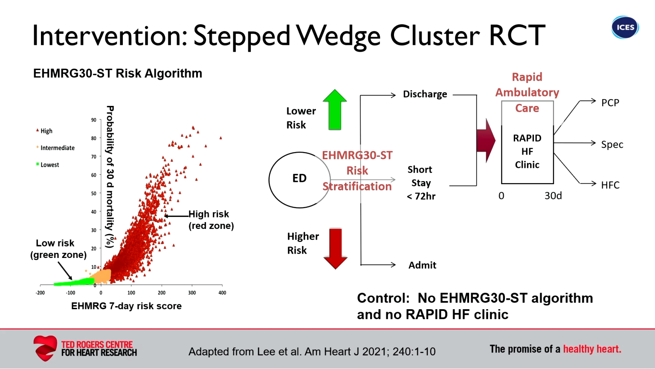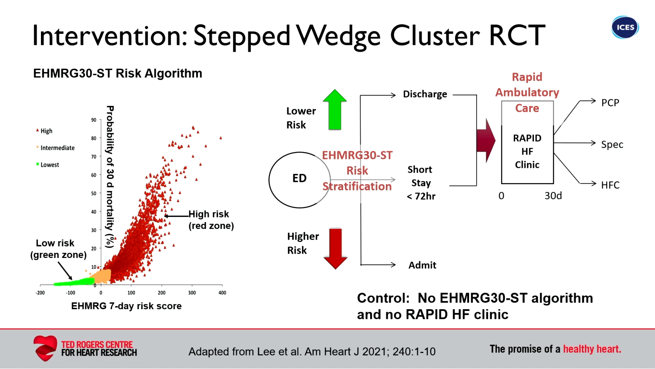The red are patients who are high risk, who have a high probability of an event happening, and we generally recommend that those patients be admitted to hospital and not sent home. And in the yellow are intermediate risk patients, and we generally recommended in this trial that low intermediate risk patients could be sent home, and high intermediate risk patients should be admitted.